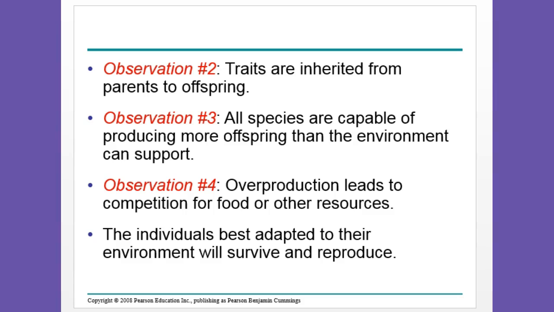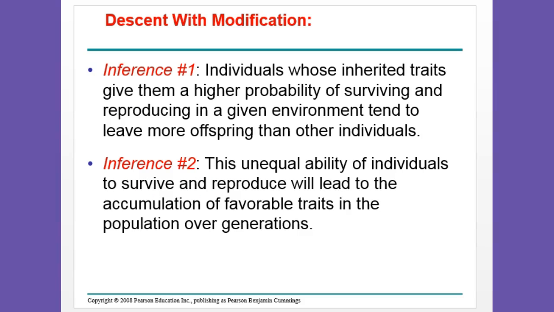Observation number 2, traits are inherited from parent to offspring. Observation number 3, all species are capable of producing more offspring than the environment can support. Observation number 4, overproduction leads to competition for food and other resources. So individuals best adapted to their environment will be the ones that are able to survive and reproduce.